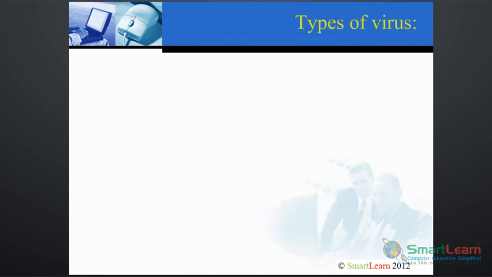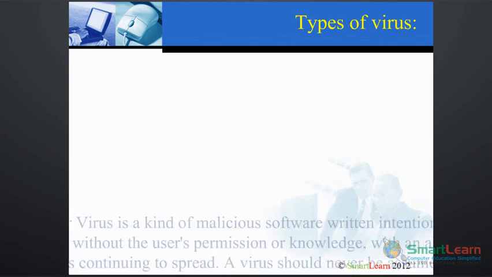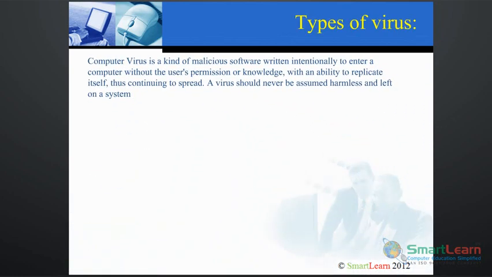Types of virus. Computer virus is a kind of malicious software, written intentionally to enter a computer without the user's permission or knowledge, with an ability to replicate itself, thus continuing to spread. A virus should never be assumed harmless and left on a system. Let's see some of the most common types of viruses.